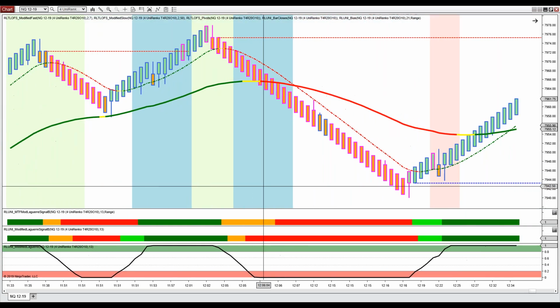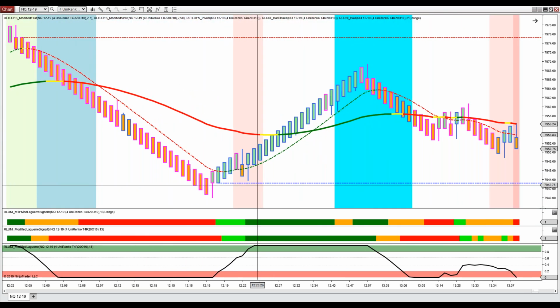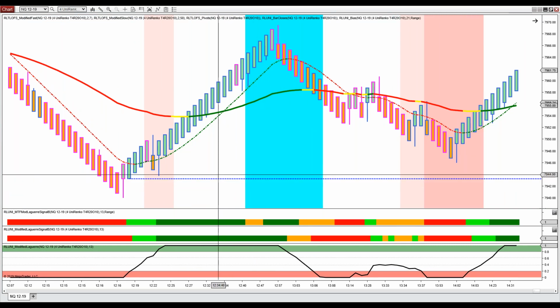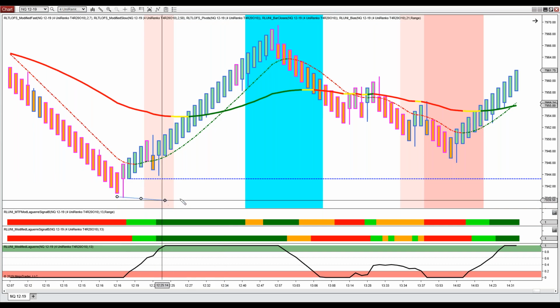The first one are the pivots. Now, pivots are really important. And most pivot indicators create the pivot the lazy way. They create it off the wick low.